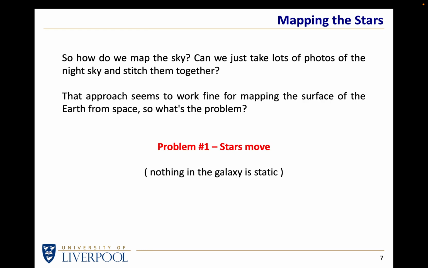Do we simply take a lot of images and stitch them together? That works fine. If you look down on the Earth, that's how Google Earth works. Take a lot of pictures, stitch them together, job's done. But one of the problems with doing that for the stars is that stars move. Everything in the galaxy is moving. Nothing in the galaxy is static. And therefore, we can't simply take a snapshot, stitch them together and say that is what the Milky Way looks like.